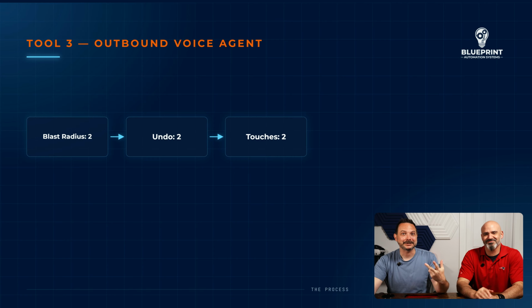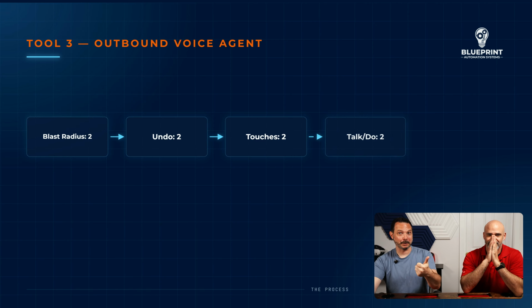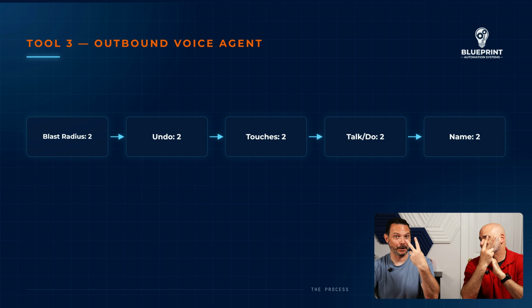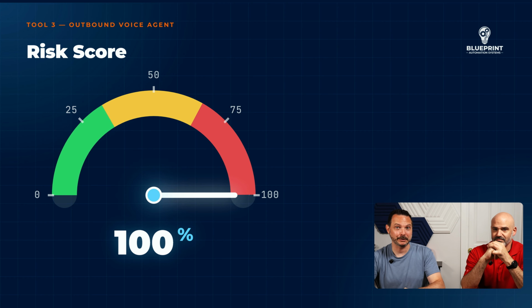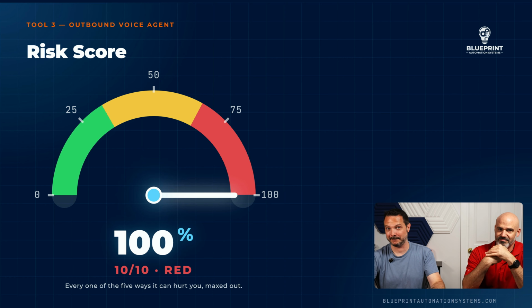2. Talk or do, right? It's dialing on its own all day while you're doing something else. 2. And whose name is on it? It likely opens up by saying your business name when it starts the call. 2. That is a 10 out of 10, which is as high as a rating can go. Every one of the 5 ways it can hurt you turned all the way up at the same time.